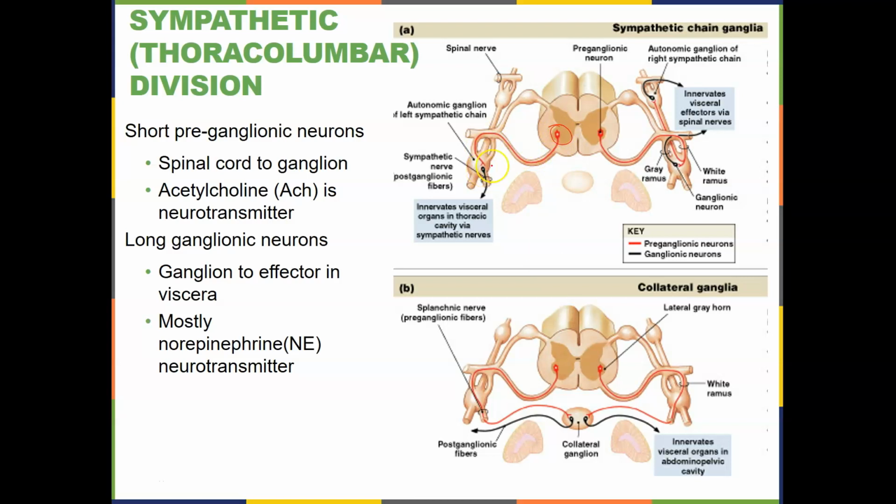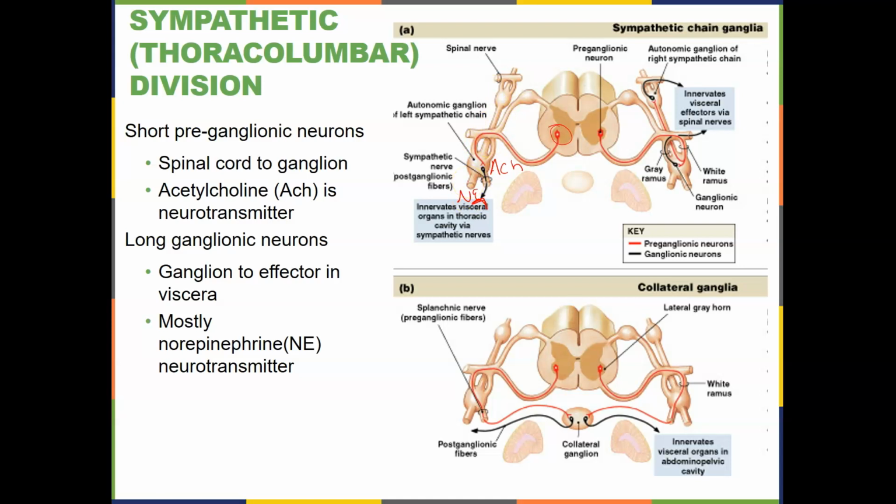Neuron extends an axon out to the autonomic chain ganglia, where it synapses onto a sympathetic postganglionic fiber. Now remember, right here, this is acetylcholine. Over here, whatever the target is, this is norepinephrine. Now, these are called short preganglionic fibers. They're short because they just extend over to the sympathetic chain ganglia.